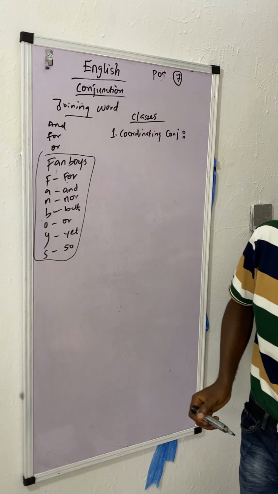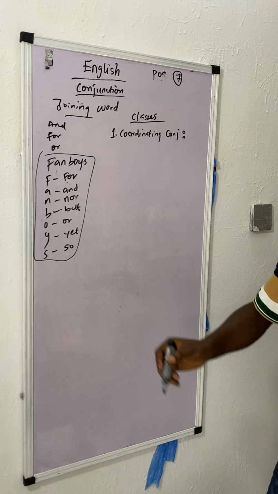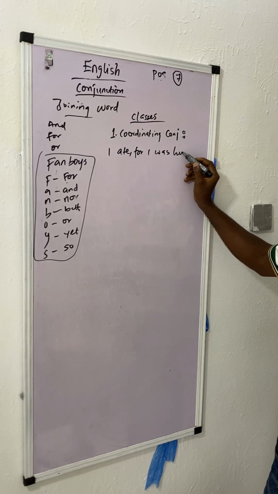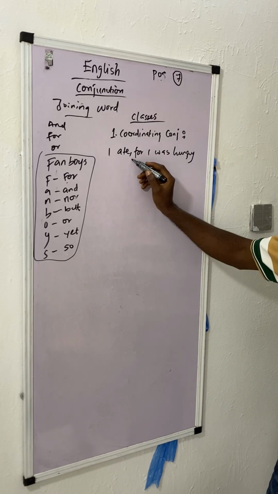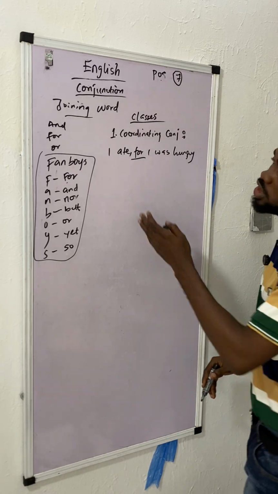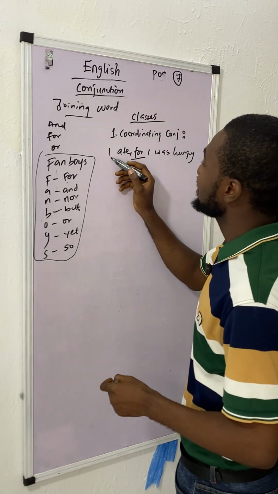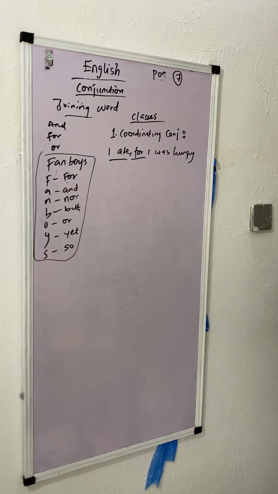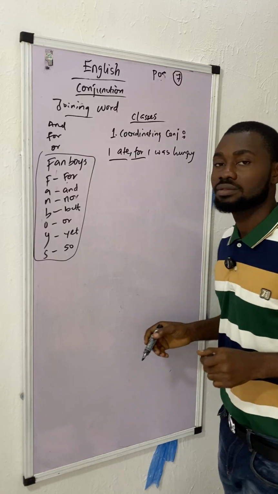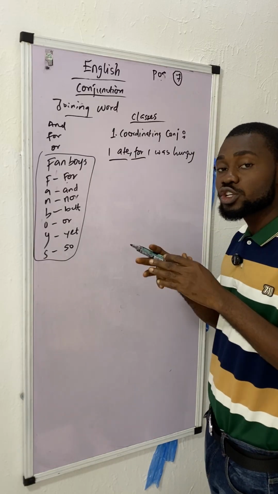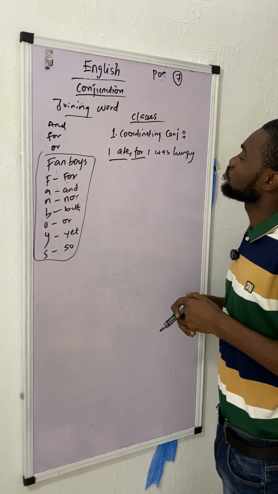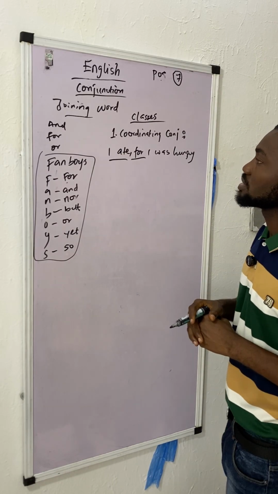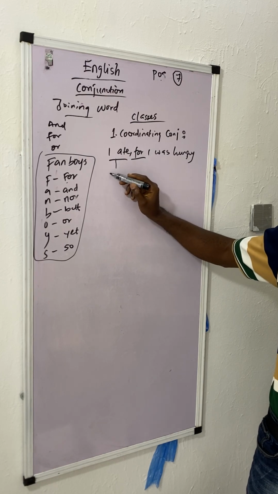So let's look at an example. I ate for I was hungry. This is the conjunction for. What did it join? It joins two equal parts together: I ate, I was hungry. It joins two independent clauses. I ate is a clause. So it joins two independent clauses.